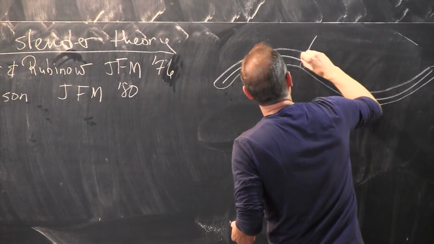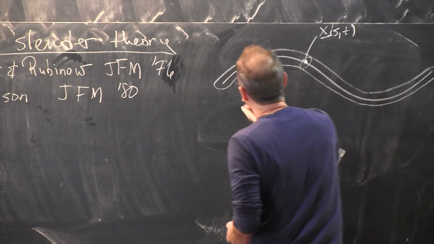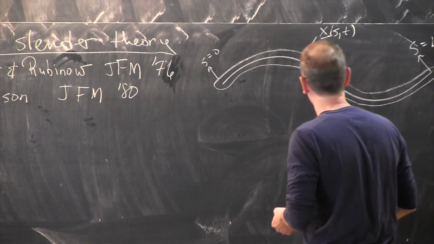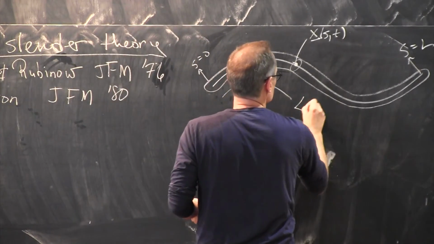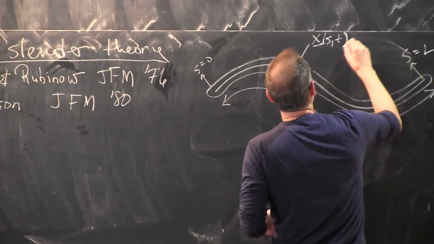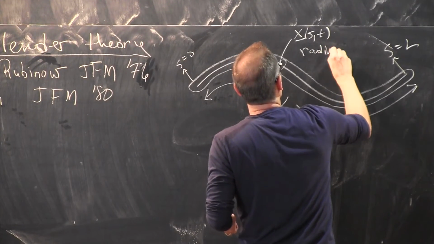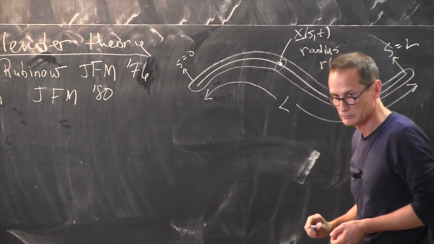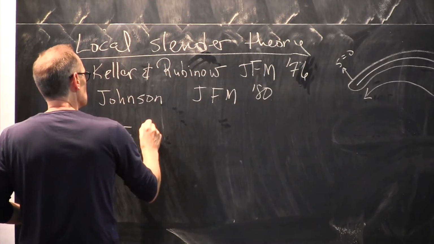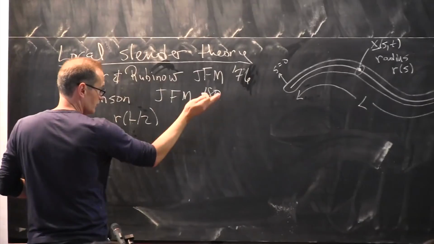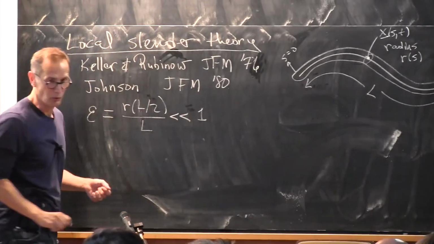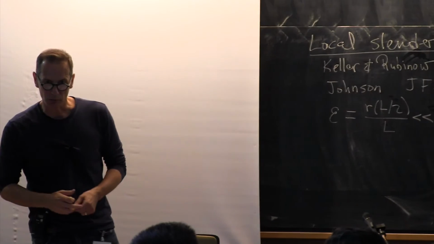And so this point right here is x of s, t. Here we'll call this s equals 0, s equals L. So I'll have some length, L. And I have a center line, and I have a radius, R of s. Okay? And so the asymptotics is built on taking the small parameter epsilon, which is equal to R of L upon 2, so the radius at the center over L, and assuming that that's much less than 1. Okay, so there's your well-defined small parameter.